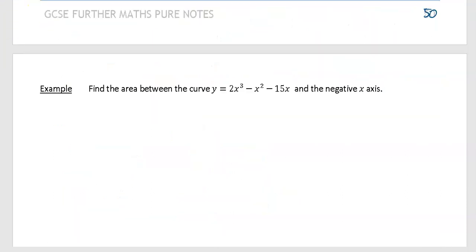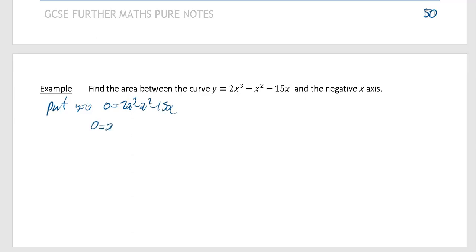Okay, last example we have. It says find the area between the curve y is equal to 2x cubed minus x squared minus 15x and the negative x-axis. So the first thing we want to do is find out where it crosses the x-axis. So we will just want to put y equal to 0. So y equal to 0, which means 0 is equal to 2x cubed minus x squared minus 15x. We want to factorize this thing then.